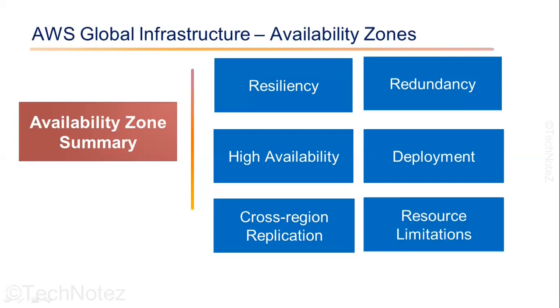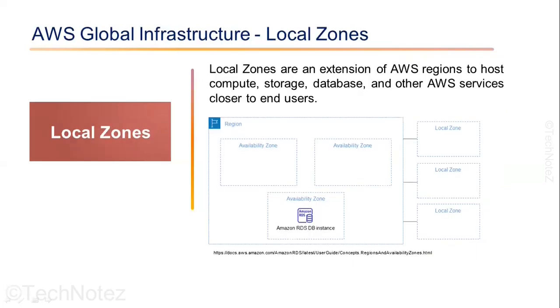AWS availability zones may have resource limitations, such as the number of instances that you can launch or the type of instances that are available in a specific region. So when you are designing your application for AWS, you should consider all these points before hosting your infrastructure on the AWS cloud. Next, let's talk about AWS local zones. You would like to host your infrastructure closer to the end users.